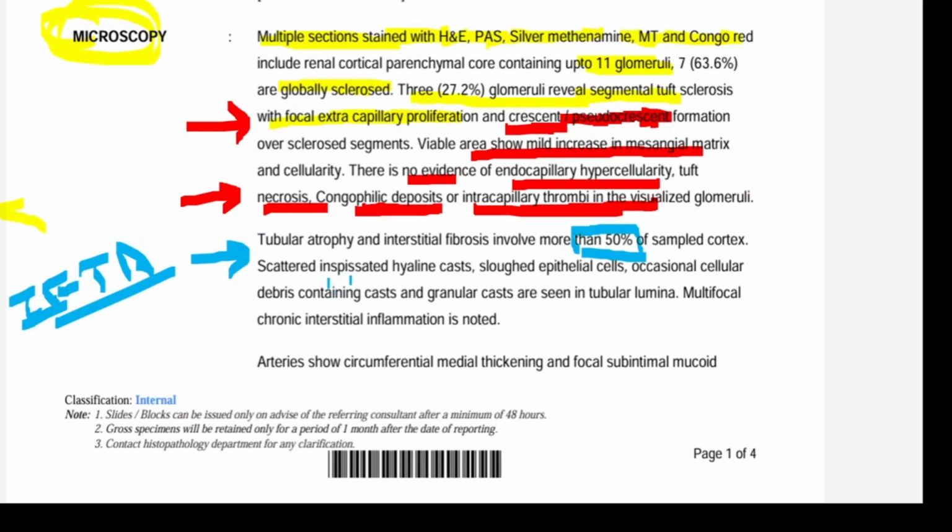Then some non-specific findings they will mention about the tubules: scattered hyaline casts, sloughed epithelial cells, occasional cellular debris containing casts, and granular casts are seen in the tubular lumina. Basically, they are mentioning the tubules here.